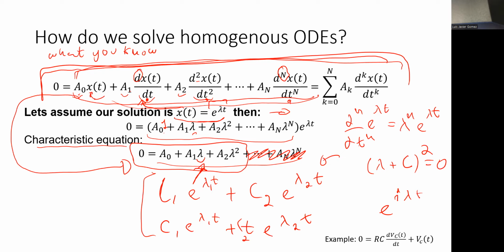And then depending on the order, you will have multiple possible solutions. And to each of these solutions, there will be one constant associated, which we will talk about once we're solving circuits. We will find how to find these constants, and it will be determined by initial conditions. Okay, so that's a homogeneous ODE.